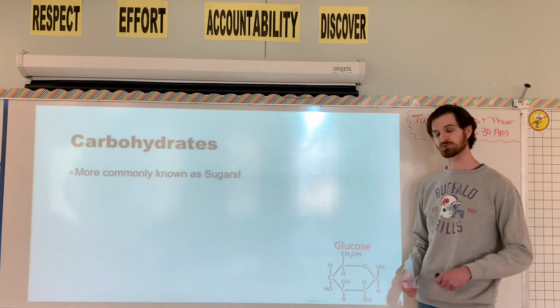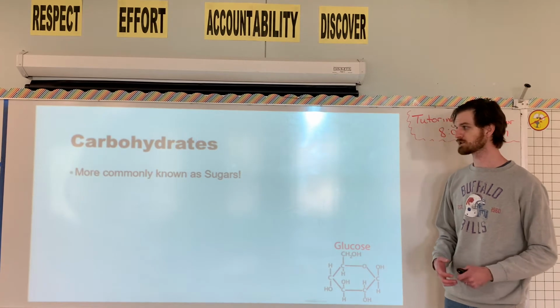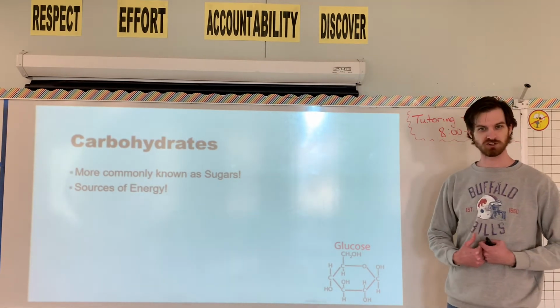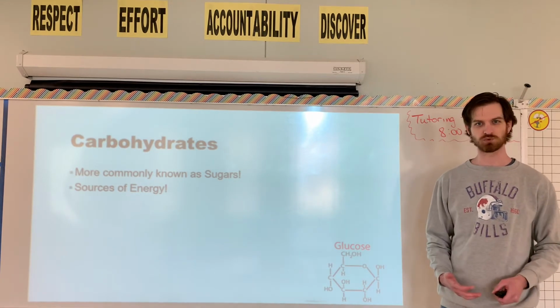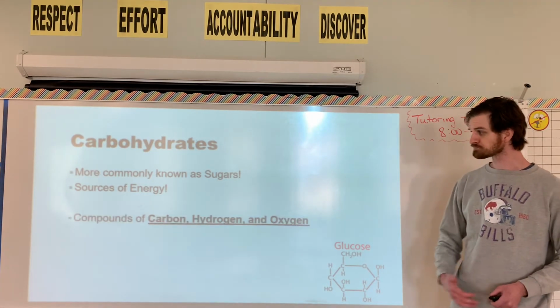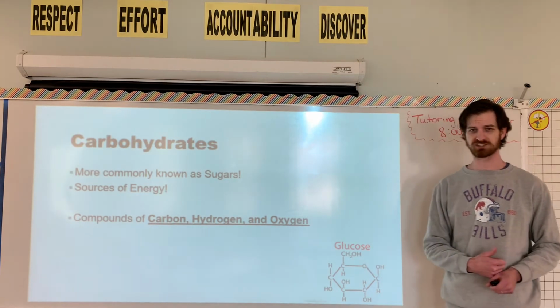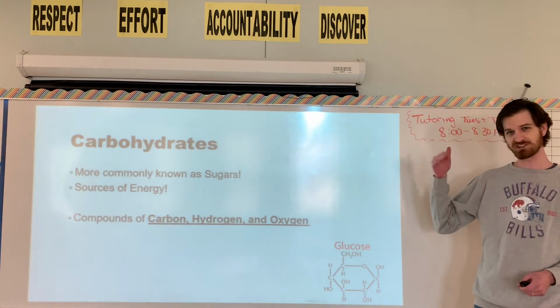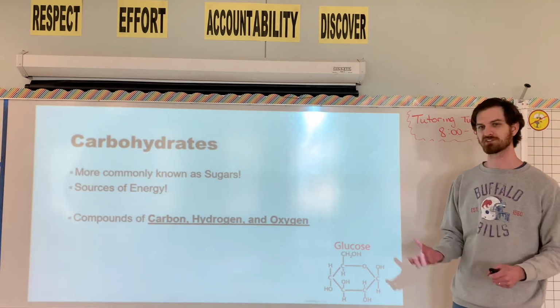So carbohydrates, remember those are sugars. Okay, when people are talking about carbs, they're talking about sugar. And sugar is a primary source of energy for our cells. It's a very easy, cheap resource that our cells can constantly use. Usually the elements that are involved in this are carbon, hydrogen, and oxygen. So C, H, and O are usually the things that are found in all sugars.